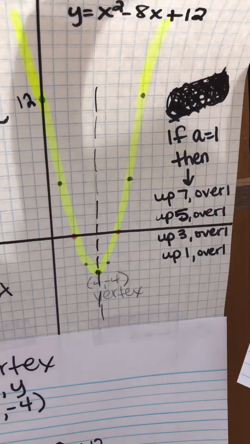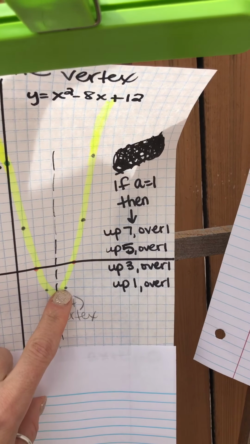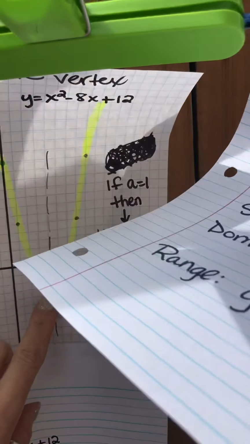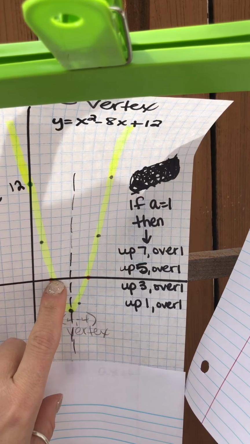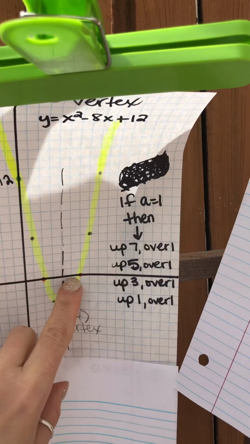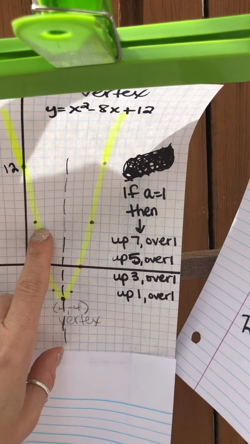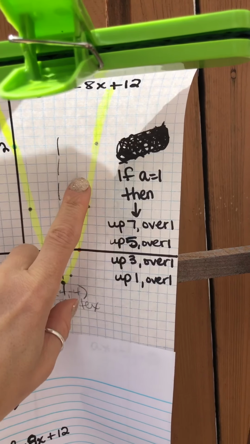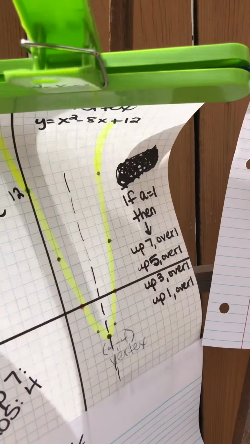So we went up here, plotted our point, up 1 over 1, up 1 over 1. You're going to go up 3, 1, 2, 3, over 1, 1, 2, 3, over 1, 5, 1, 2, 3, 4, 5 over 1. Same on the other side, 5 and 1. And then up 7, and then over 1, and then up 7, and over 1. You got all your graphs there.